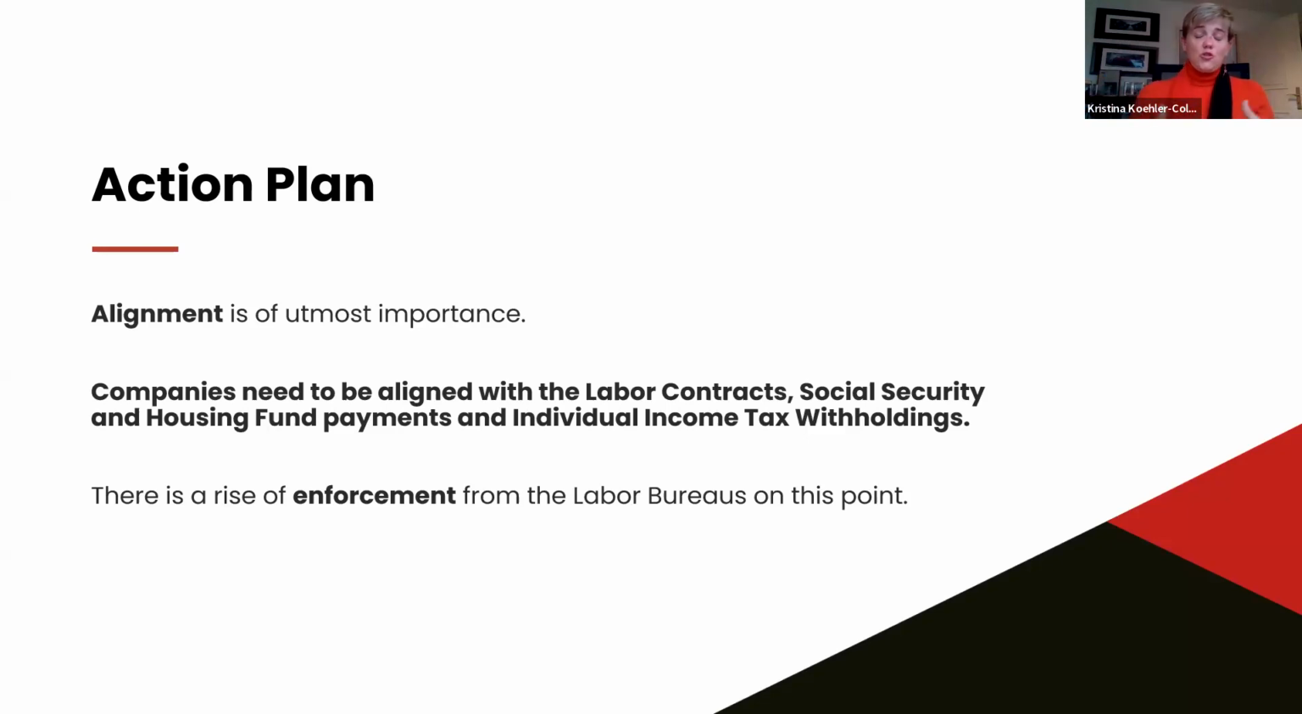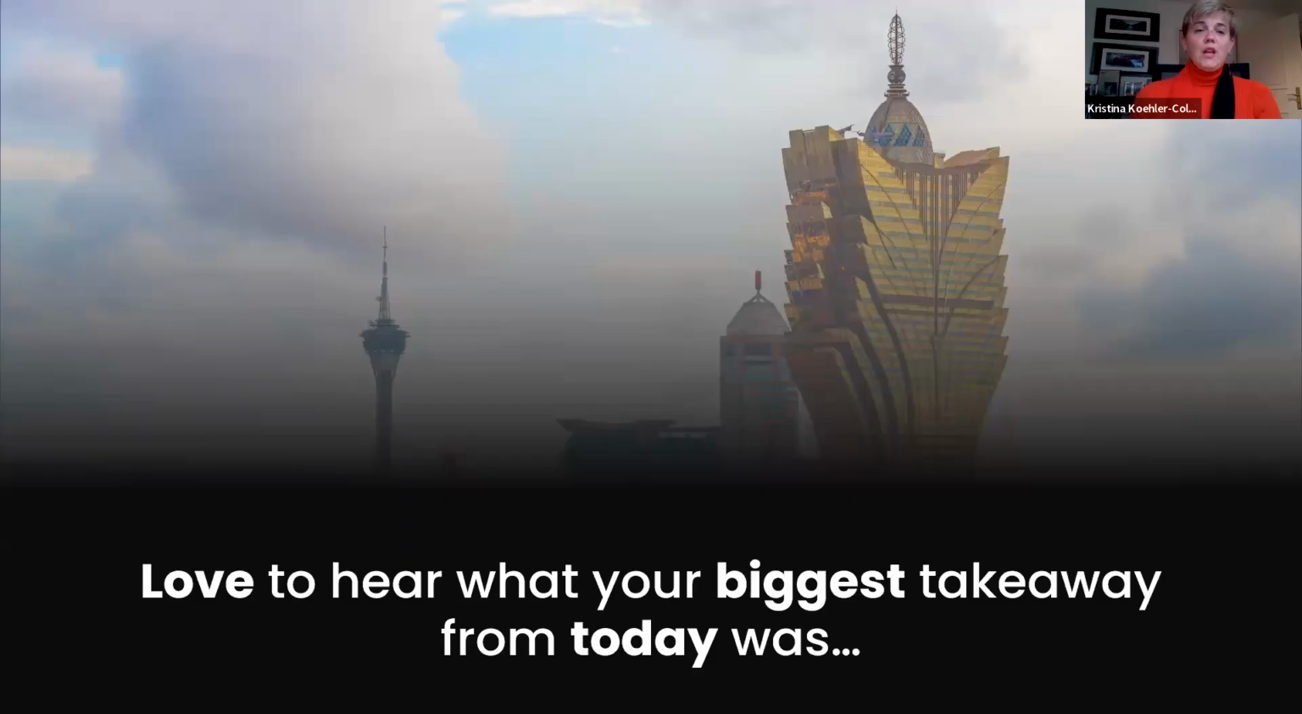It's basically an internal corporate governance procedure that needs to be implemented, with a standard operating procedure updated about labor contracts, Social Security and housing fund payments, and individual income tax withholdings. And then if you want to add in allowances as well.